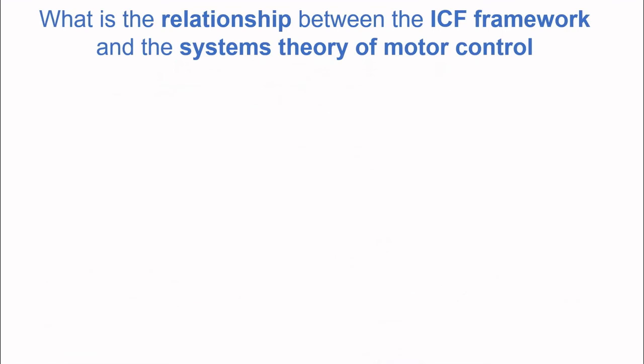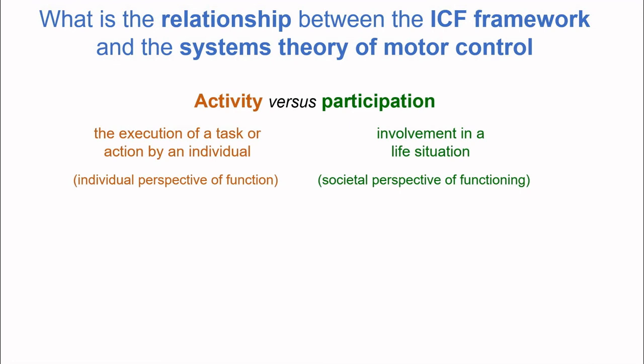I want to finish up this brief consideration of the theories that influence modern thinking on motor control by looking at the relationship between the systems theory of motor control and the World Health Organization ICF framework. Before we do this, on the next slide, I want to remind you of two distinctions that exist in the International Classification of Functioning. The first distinction is between activity and participation.